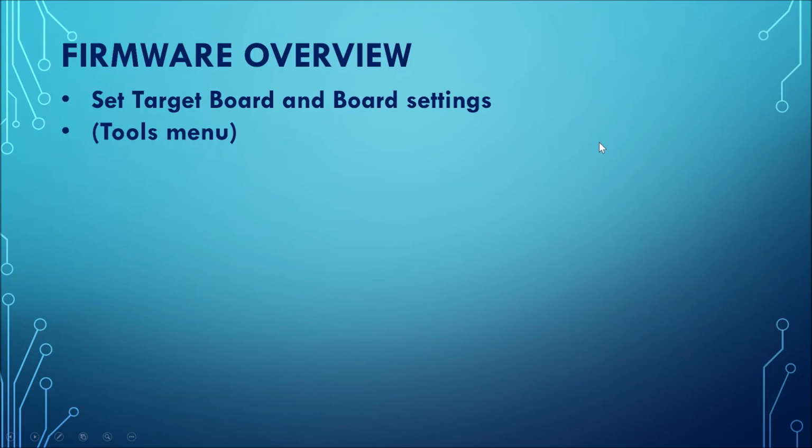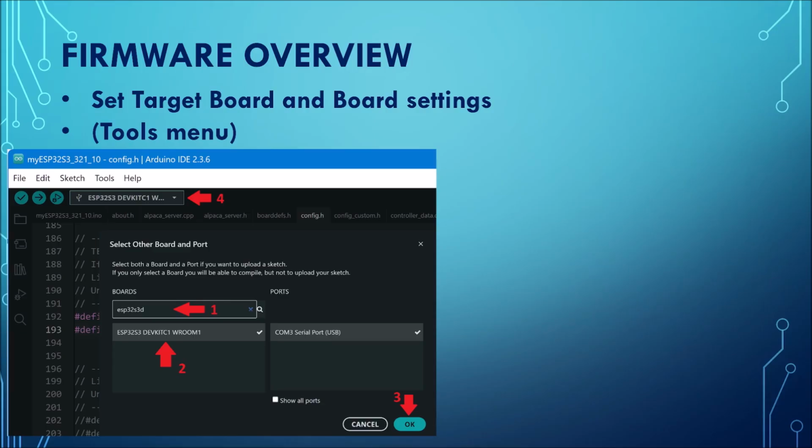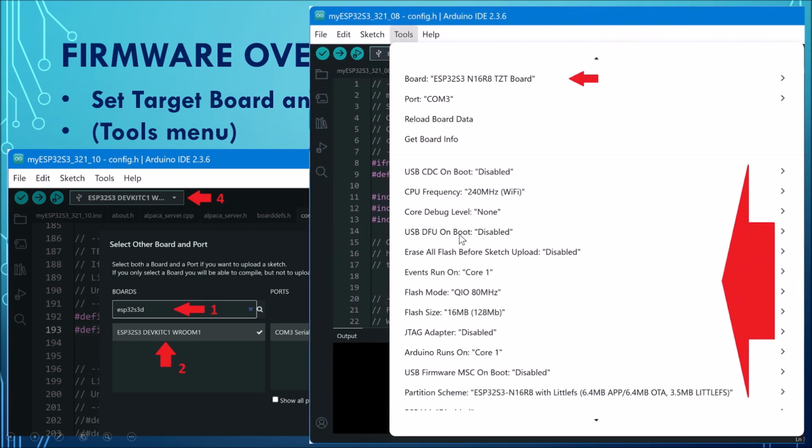What we'll look at now is the Arduino IDE and how to set the target board and the board settings, and looking at the tools menu. In the previous video we showed you how to select one of the boards that are in this project, and that was relatively easy to do. In the tools menu we have to make sure that the correct board is selected and all the other parameters are also selected correctly.